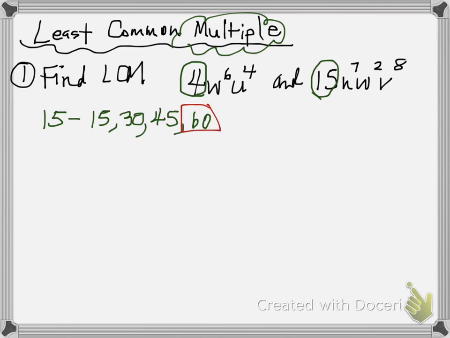That's the easy part, really. Actually, that's the harder part. The easy part's the variables. So for my least common multiple, I'm going to need a 60. And now let's get our variables.